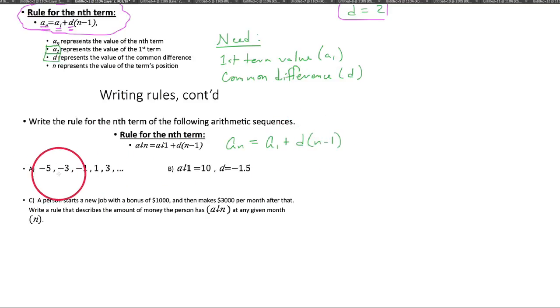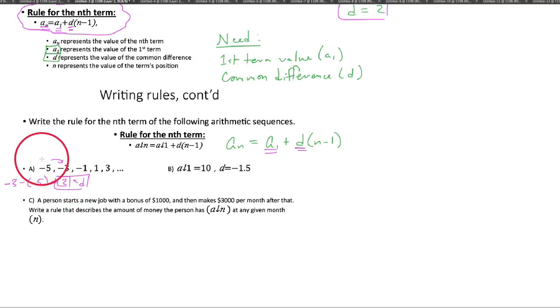For this first sequence here, I want you to remember that we can write this so long as we know two things: the value of the first term and the common difference. So very quickly, let's find our common difference from term to term. Looks like it's going up by 2 every time, but we can get this by taking a term like -3 and subtracting the term right before it. So we get 2 is our value of d here.